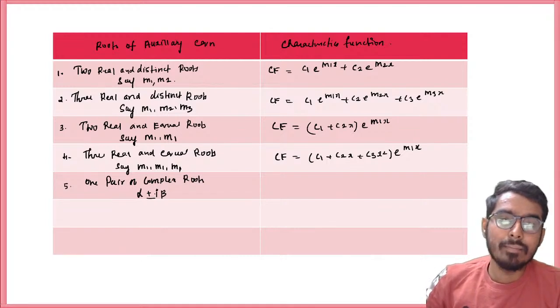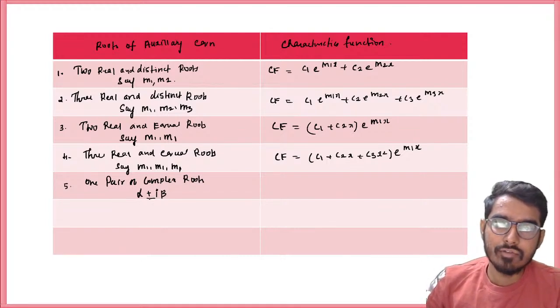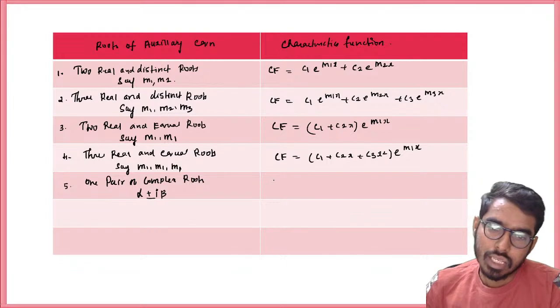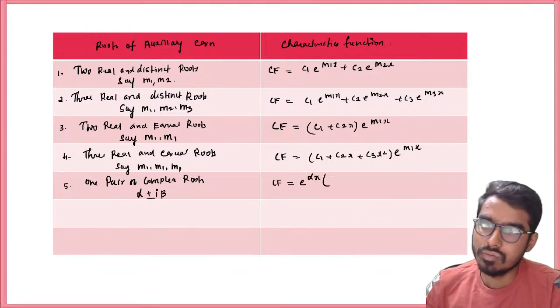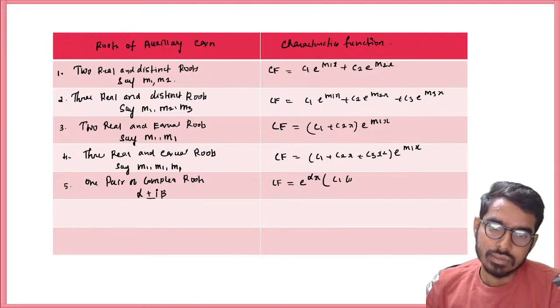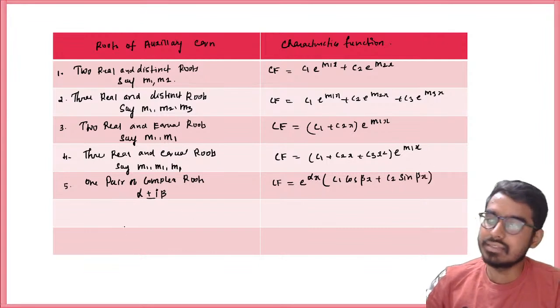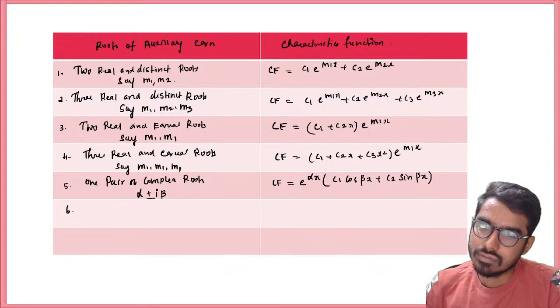So if you have one pair of complex roots, alpha plus or minus i beta, your complementary function is e power alpha x into c1 cos beta x plus c2 sin beta x, right?